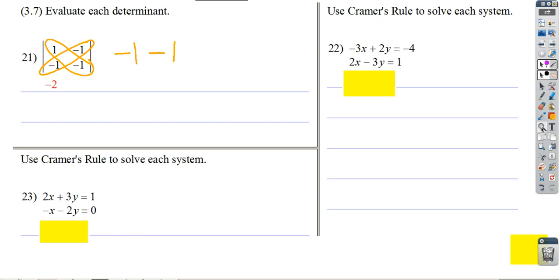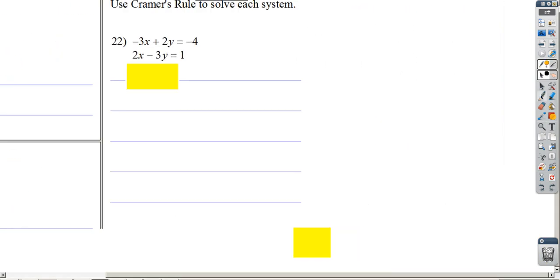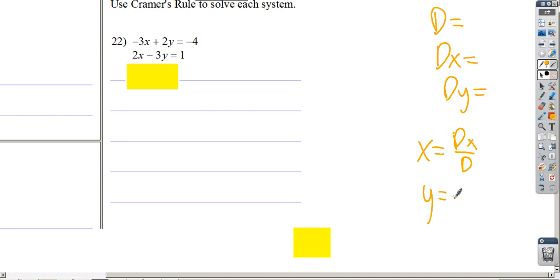How do we use Cramer's rule? What we need to do is find three determinants. We have to find the main determinant, then we have to find the x determinant, and then we have to find the y determinant. And then our final answer is going to be x is equal to the x determinant over the main one, and the y value, I should say, is going to be the y determinant over the main one. So let's find each of these.